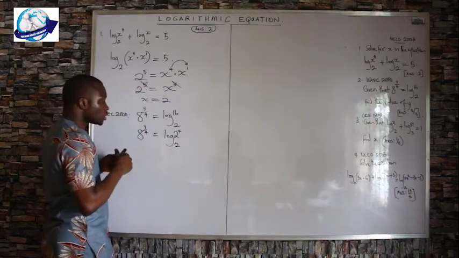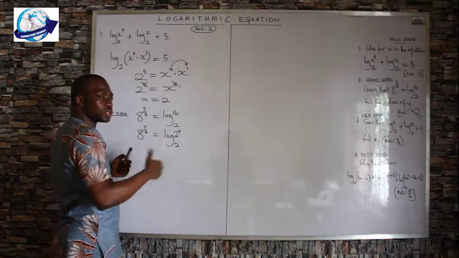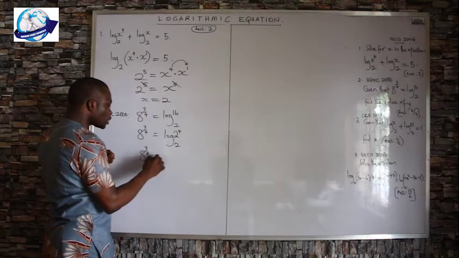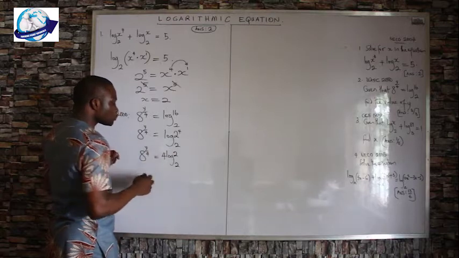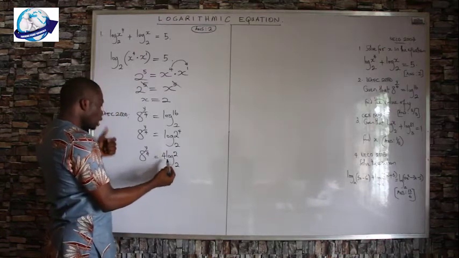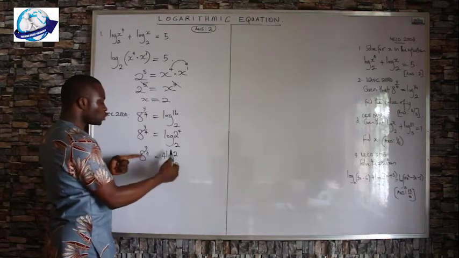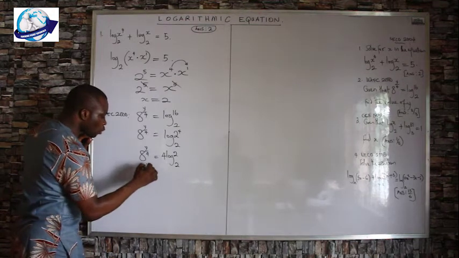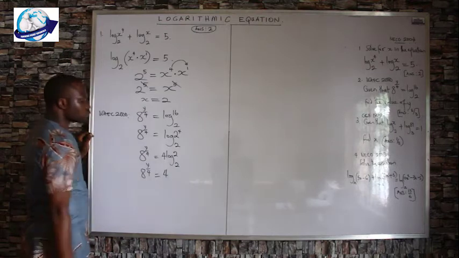And you know what happens? The power of the logarithm goes back to multiply the logarithm. So 8 raised to the power y over 4, the 4 goes back and becomes 4 logarithm 2 base 2. Of course, you know that every logarithm to its own base is 1, so log 2 base 2 is 1, and 1 times 4 gives us 4. So what you're going to have here is 8 raised to the power y over 4 equals 4.